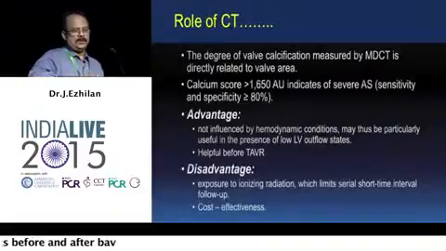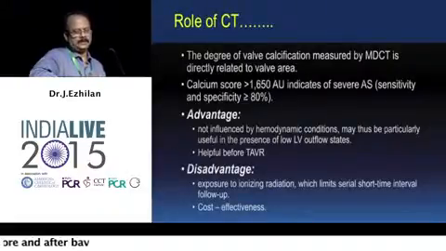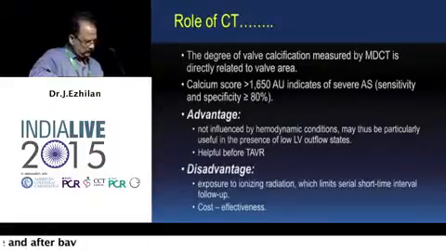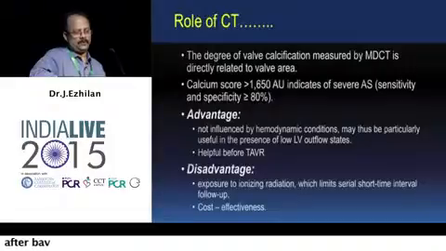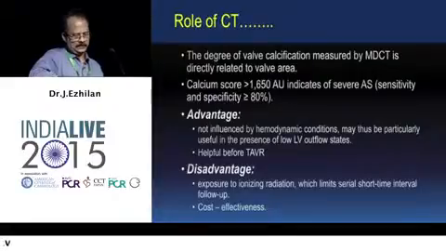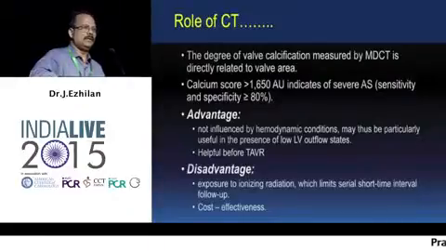CT also has a role. Just like you calculate the calcium score for coronaries, even for the aortic valve, you can calculate the calcium score, and if the calcium score is more than 1650 units, it indicates severe AS, and the specificity is more than 80%. And this is also useful in identifying low flow, low gradient aortic stenosis.